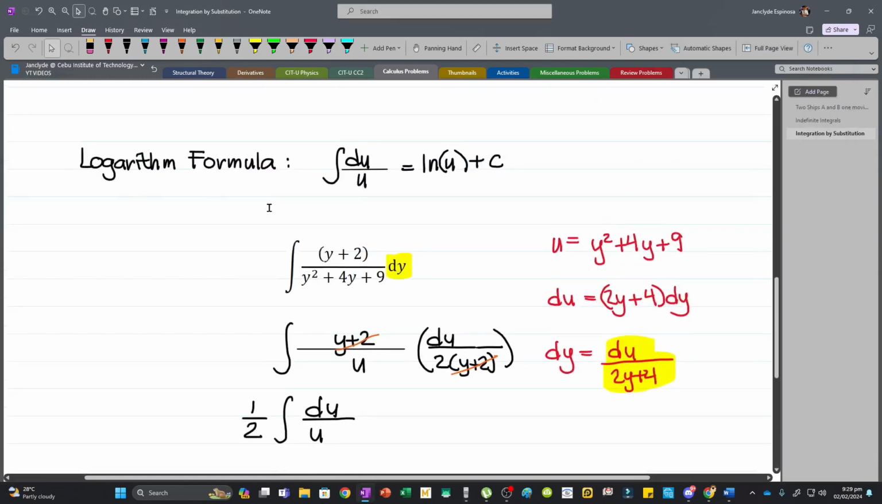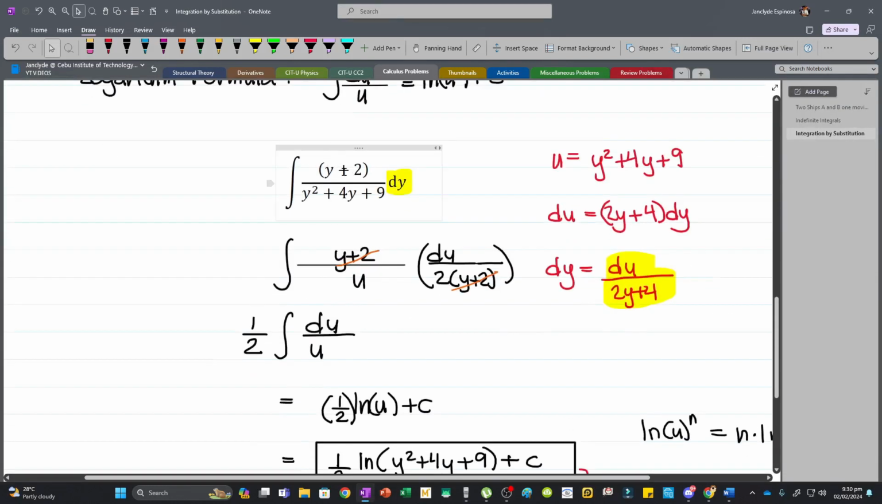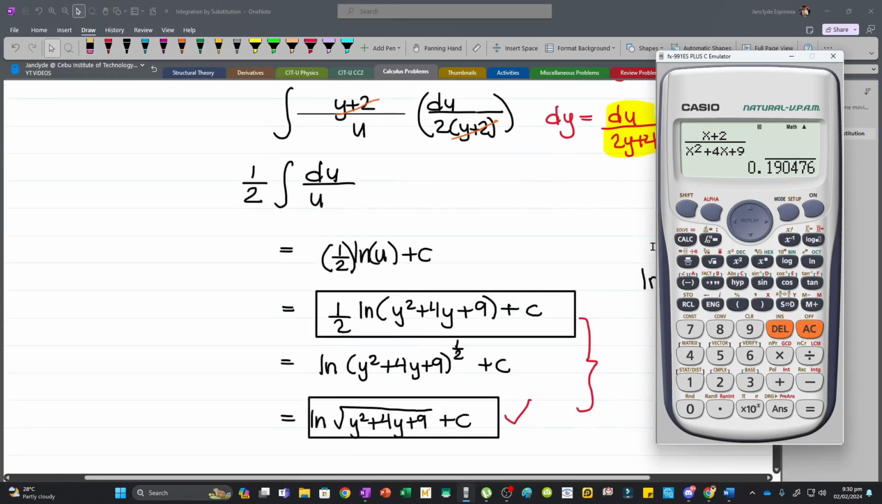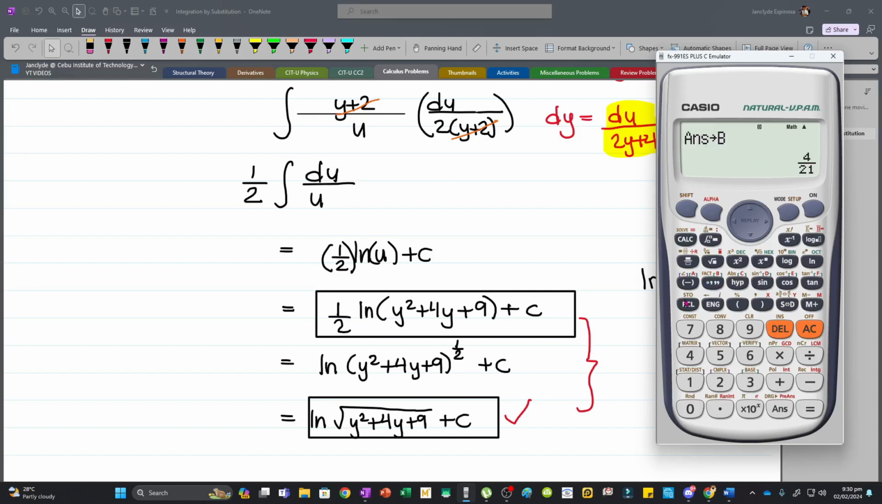And then let's go back to our given. We have y plus 2 divided by y squared plus 4y plus 9. And so let me just type that one. We have y plus 2 divided by y squared plus 4y and then plus 9. And then substituting 2, we will get 0.190476. And so let me just store this one, and then we'll compare our two answers. First, we have 0.190476, and then for this one, we have 0.190476. And so that means that this answer is correct.